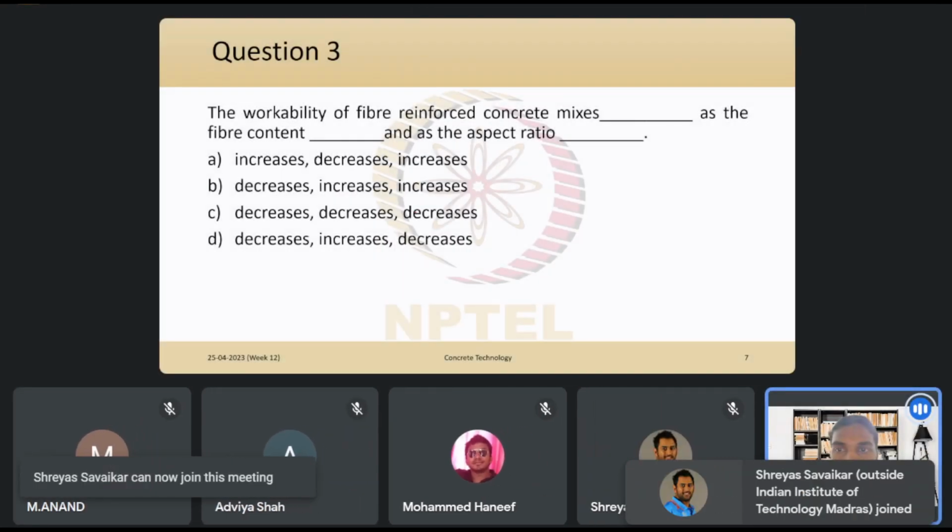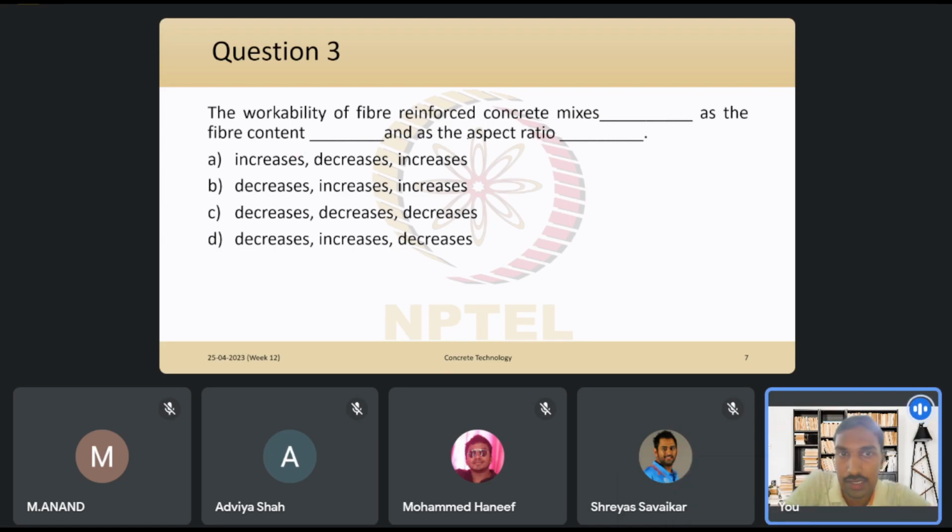Okay, question number 3: the workability of fiber reinforced concrete mixes dash as the fiber content dash and as the aspect ratio dash. So we want to know what happens to the workability depending on the fiber content and the aspect ratio. The options are: A, the workability increases when fiber content decreases and aspect ratio increases. Option B is decreases, increases, increases. C, all the three decrease, and D is decreases, increases, and decreases.